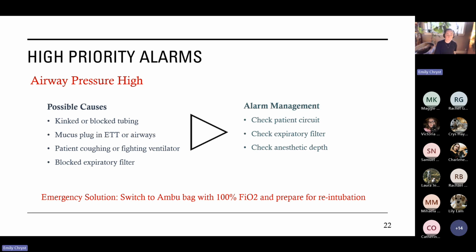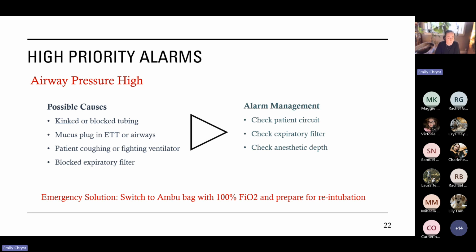This could mean kinked or blocked tubing, mucus plug in the endotracheal tube or the airways. The patient might be coughing or fighting the ventilator, or you could have a blocked expiratory filter. And what this means is the ventilator's reaching too high a pressure to deliver a full breath. We absolutely have to correct this because on the patient side, they're not getting a nice big breath.